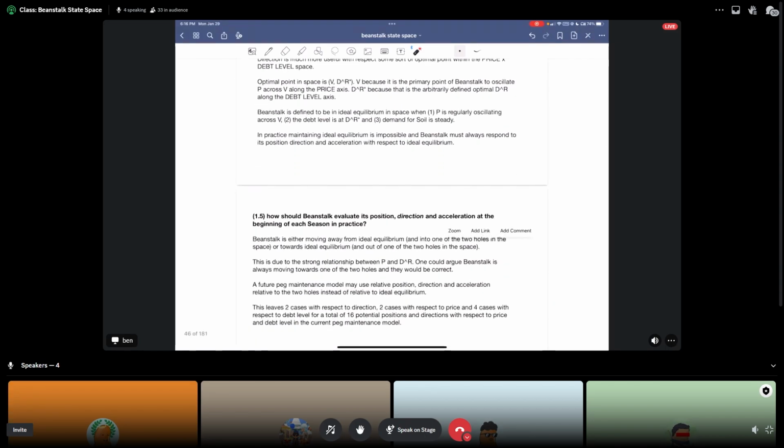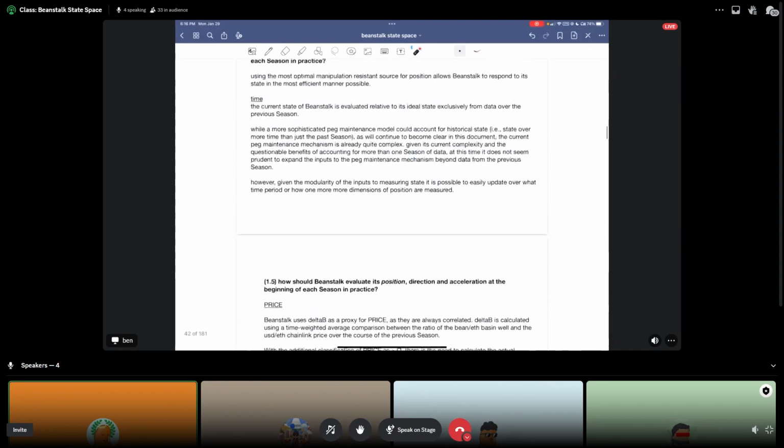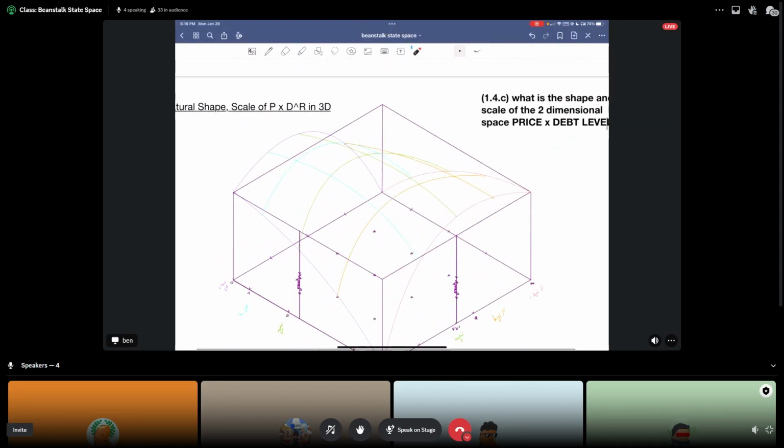Well, how does it do it? It tries to understand, well, what is its direction? We understood that Beanstalk is naturally falling into these two holes. So when the price is greater than 1, as we were saying, the direction is always here. And when the price is less than 1, less than the value peg, it's always in this direction. And ideal equilibrium is going to be somewhere like here. Somewhere like here.